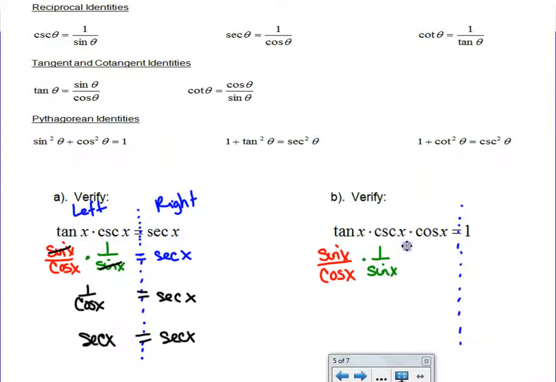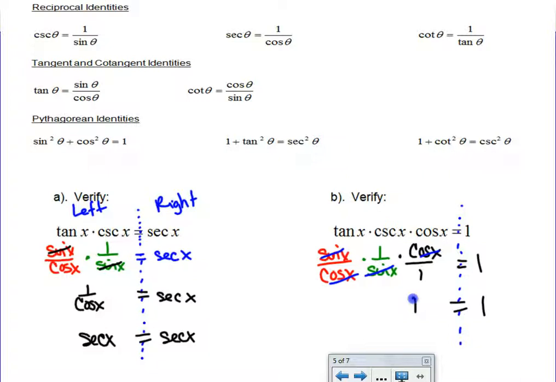And how about cosine? That's nothing to trade. We're just going to leave it as cosine. I'm going to put him over a 1 though, because I get a little confused otherwise. And then on the right-hand side equals 1. Okay, now for the fun part, what cancels? Sine cancels, cosine cancels. This is a case where you're actually done. What's your answer? 1 equals 1.